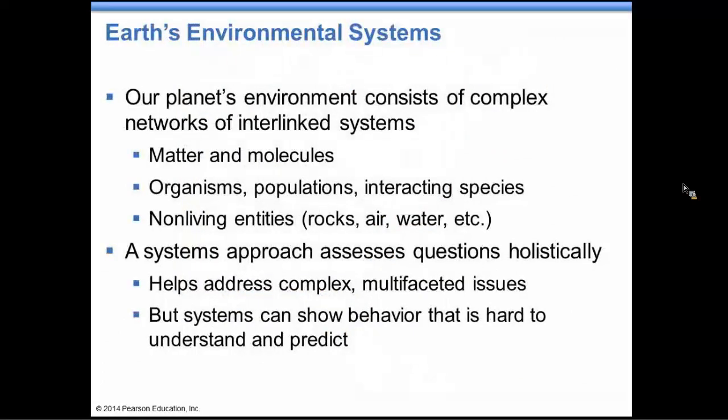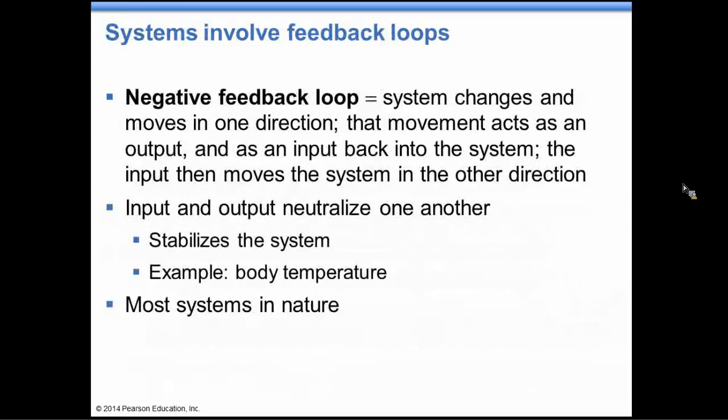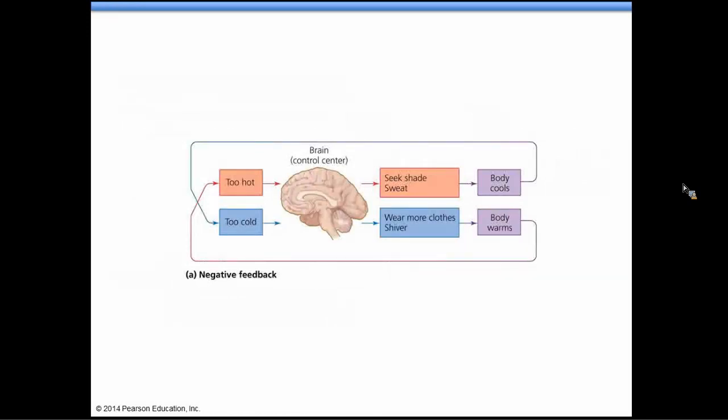So Earth's environmental systems involve feedback loops. A system is a network of relationships among parts, elements, or components that interact with and influence one another through the exchange of energy, matter, or information. Sometimes a system's output can serve as an input to the same system, a circular process described as a feedback loop. And a negative feedback loop, or output that results from a system moving in one direction, acts as an input that moves the system in the other direction. Here's an example where an input creates an output, and the output comes back in and changes the direction.